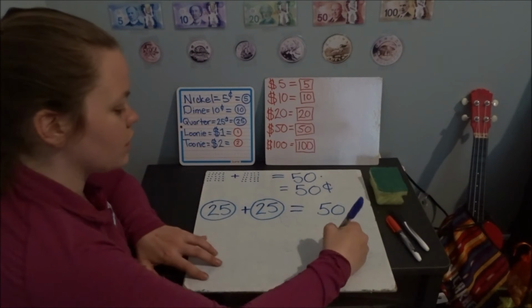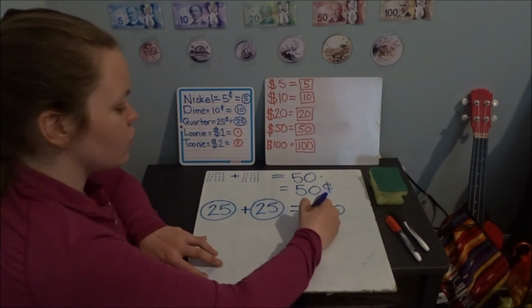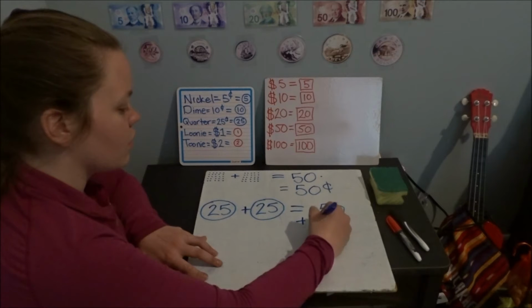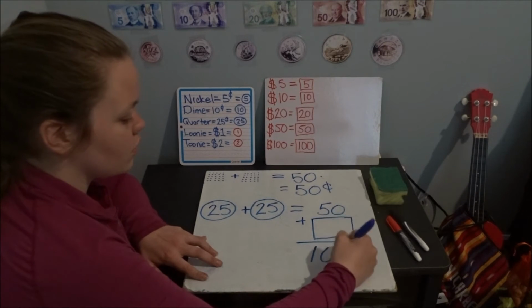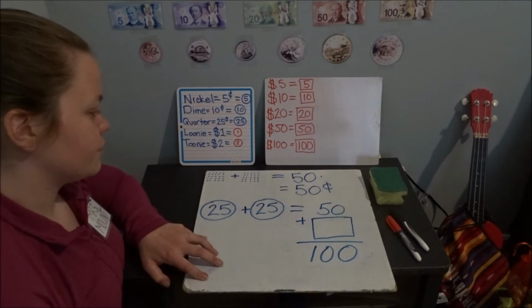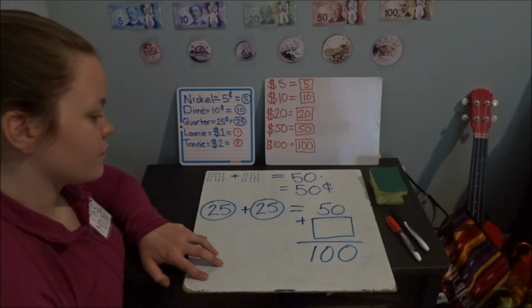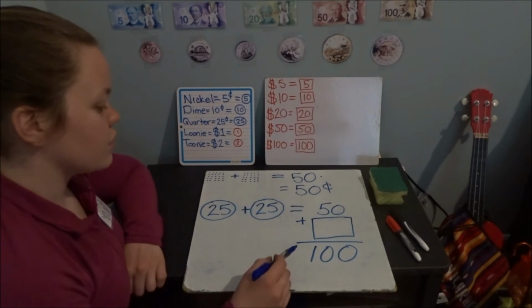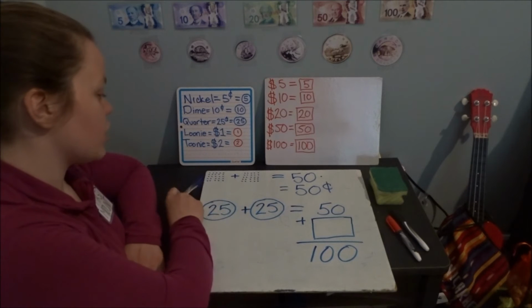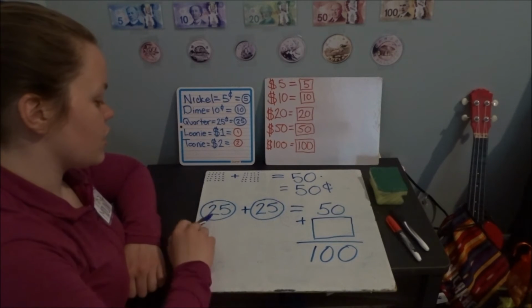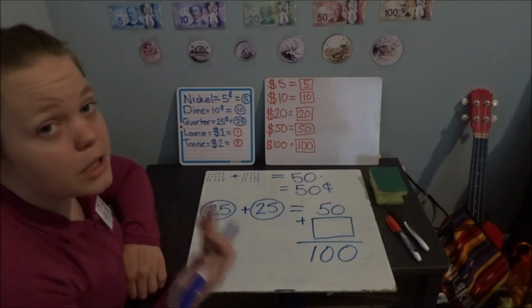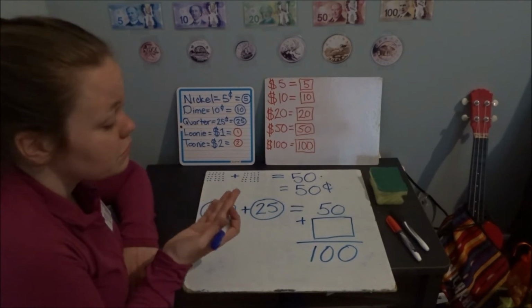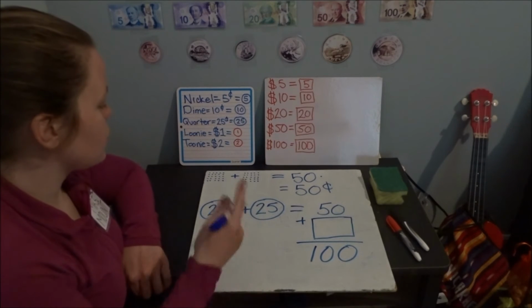So what do we need to add to 50 to get to 100? Well, what we can do is draw another picture and just keep adding quarters and see if we add 1 more quarter, will that be enough? If we add 2 more quarters, will that be enough? Let's see. So let's draw it out.